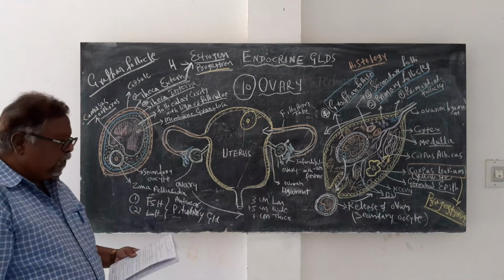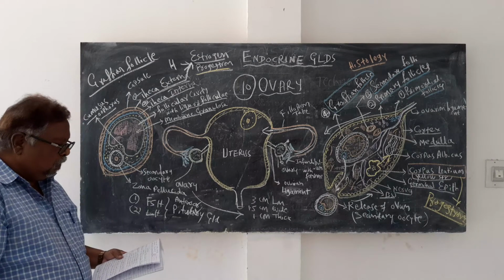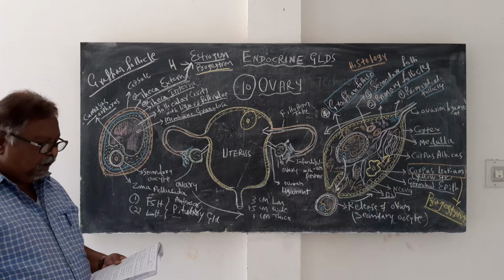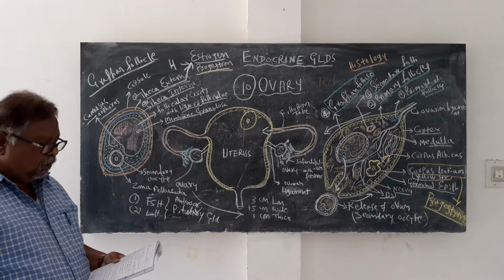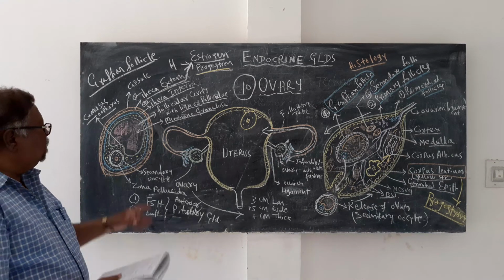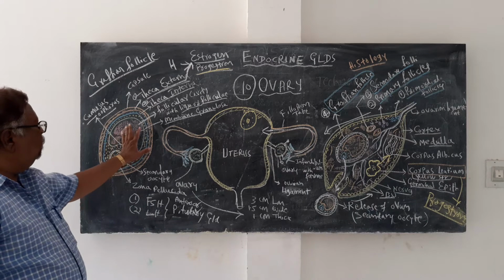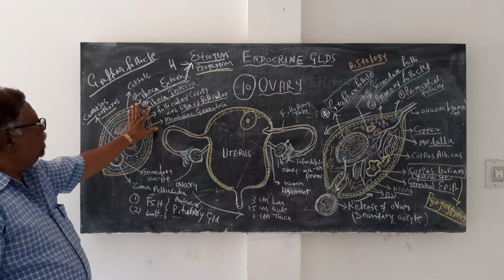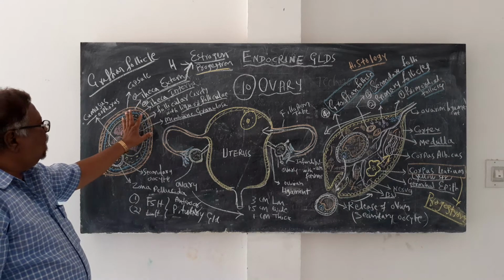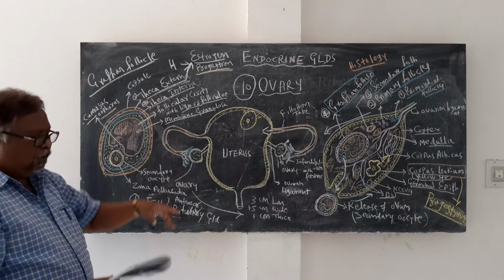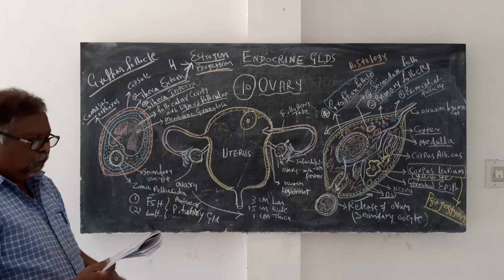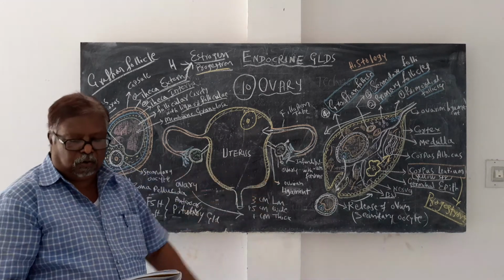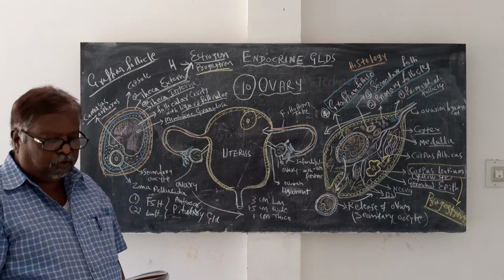Now, functions of estrogen: it is secreted by the theca interna of the Graafian follicle. This is the Graafian follicle, wherein the outer theca externa is present and the internal theca interna is present, and the cells of the theca interna produce the estrogen. Whereas the progesterone is secreted by the corpus luteum.